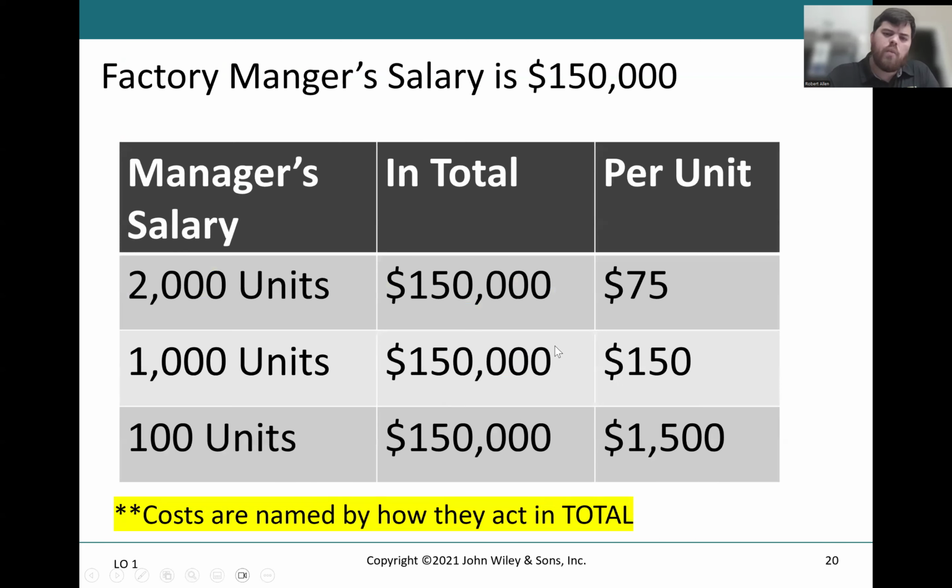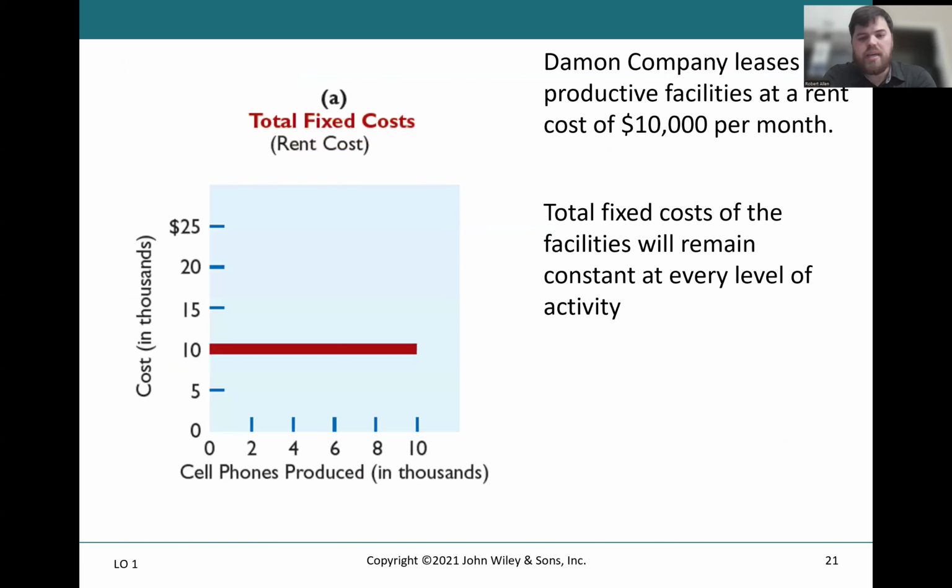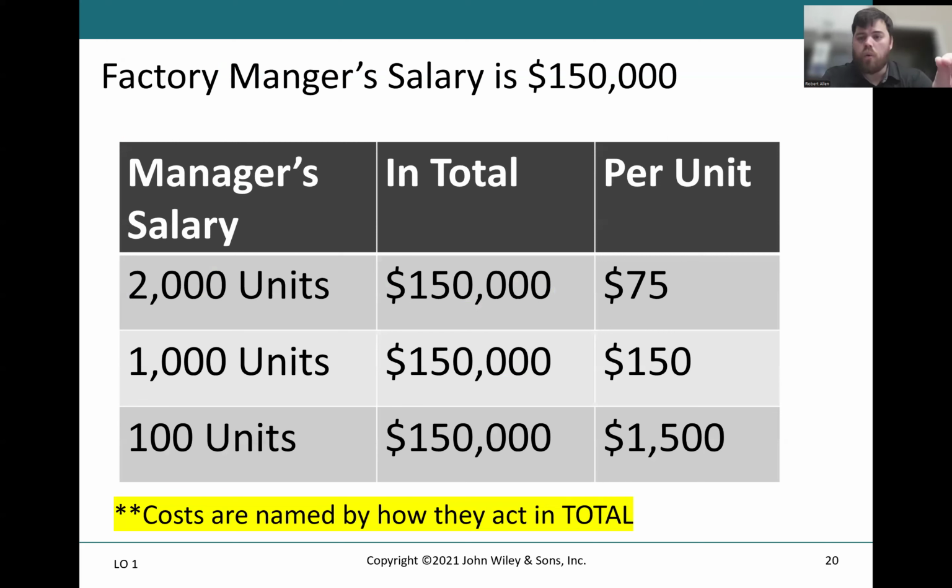In this case, we have the factory manager's salary of $150,000. And we see here that in total, that will not change. It is always $150,000. But as my production changes, that amount per unit certainly changes. So when I'm producing 2,000 units, I'm only paying the manager $75 per unit.